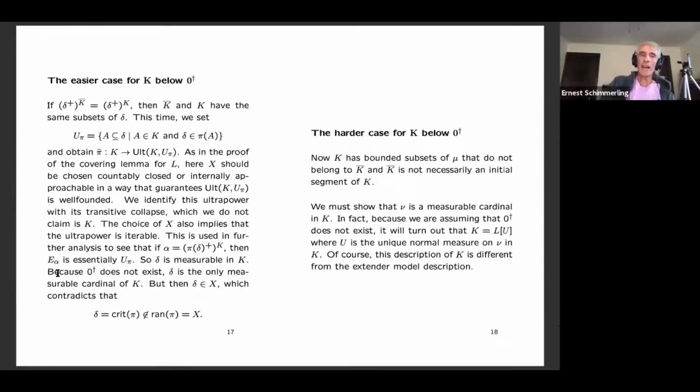Okay, but since zero dagger doesn't exist, that means that this is the only measurable cardinal in K. But because it's the only measurable cardinal in K cut off at omega, it's definable in H omega, so it belongs to the elementary substructure X. But delta is the critical point, so it's missing from the range of pi, which is X, right? So that's a contradiction. Okay, so you still get a contradiction in the easier case.